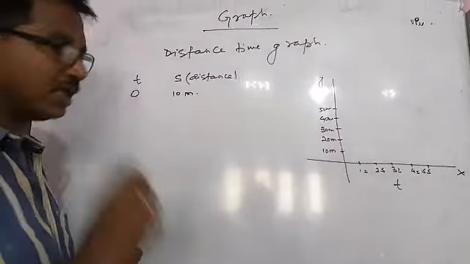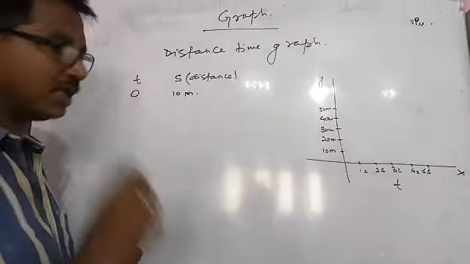You can see, suppose if you are the reference point, you saw a car which is 10 meter away from you, and then in 1 second you saw the same car which is 20 meter away from you. Then after 2 seconds, you found it 30 meter away from you, and after 3 seconds you found it 40 meter away from you, right? So what you find, the car is covering 10 meter every second.